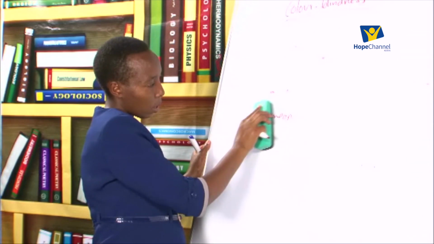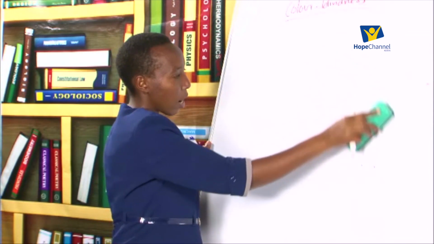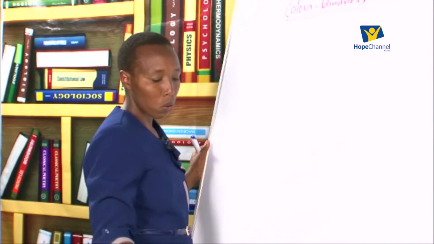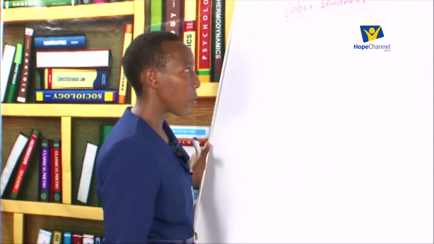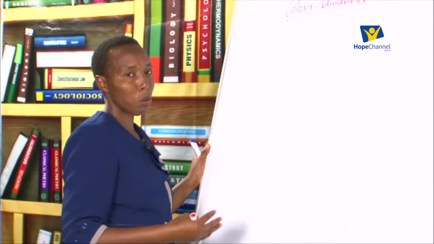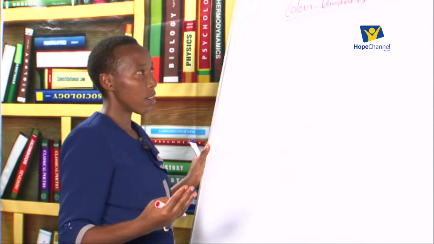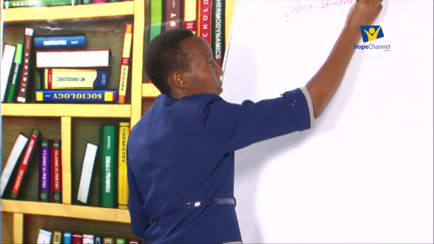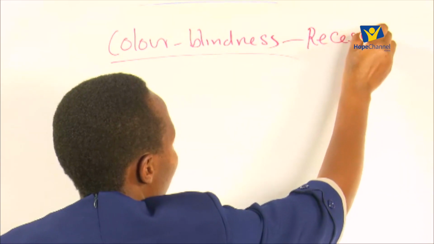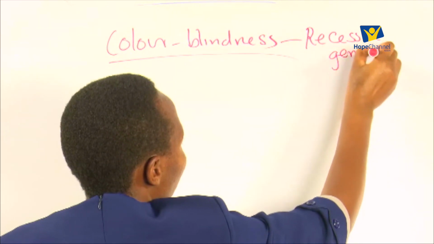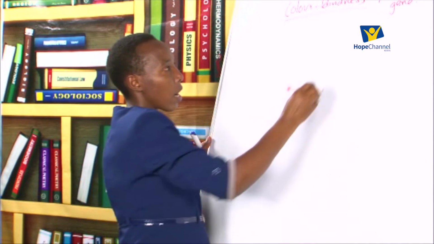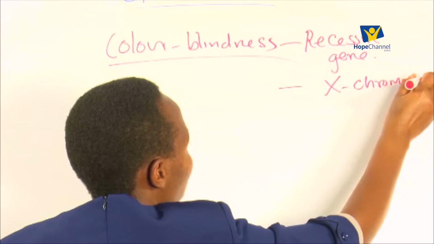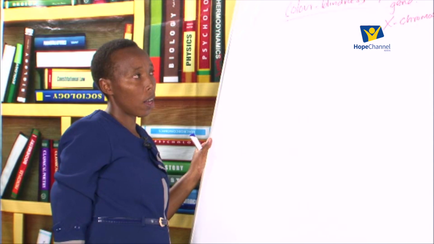So basically we are saying that if you are colorblind, you are missing a cone that is specific for a given color. We may not go into details. I only want you to have the picture of inheritance because we were learning about variation and inheritance in living organisms. And we are saying that colorblindness is caused by a recessive gene. This recessive gene is carried on the X chromosome.